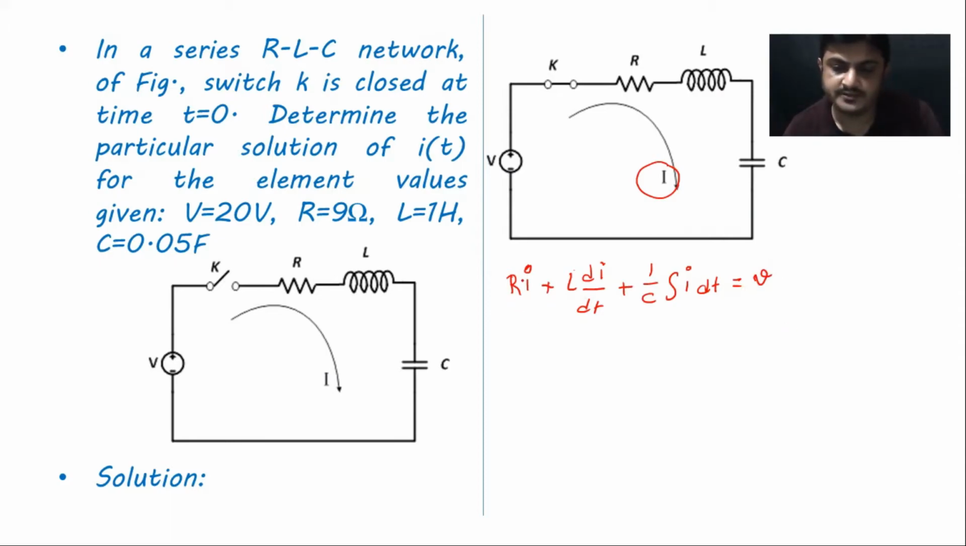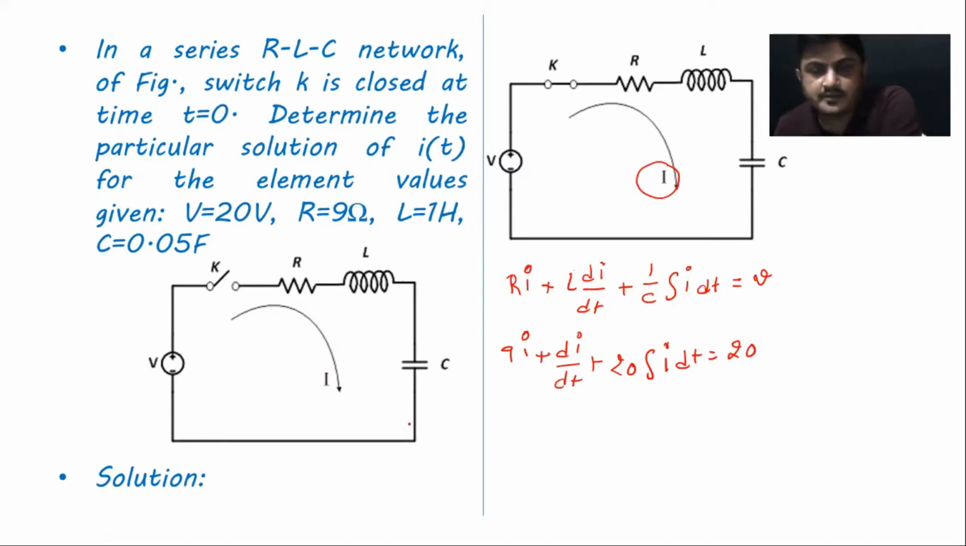Now let me put in the numerical values. The resistance value is 9, so that is 9 into I, plus L is given as 1 Henry, so this is di by dt only. Then 1 by C, that is 1 divided by 0.05, which is equal to 20, integration I dt, equal to 20 volt. Is this point clear?